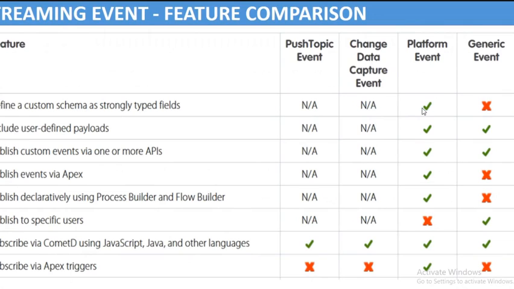Publish event by Apex. Using Apex, we can only go with the platform event. It only supports Apex. So, if you want to notify using Process Builder and Flow Builder, then only the platform event can be used. Publish to specific users, that is only in the generic event.